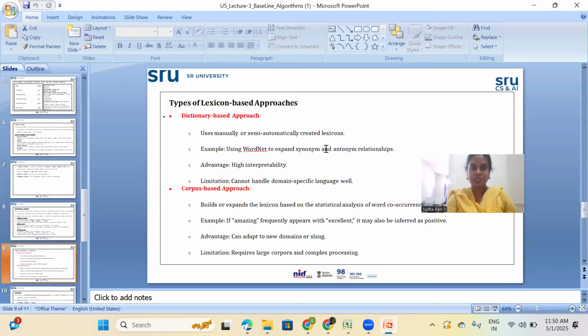Types of lexicon-based approaches: dictionary-based approach and corpus-based approach. Dictionary-based approaches use manually or semi-automatically created lexicons, using WordNet to expand synonym and antonym relationships, where the words are arranged in alphabetical order. Words starting with A or words starting with E are all at the same place. Such traditional things are called dictionary-based approaches. Advantage: high interpretability. Limitation: cannot handle domain-specific language well. This is the traditional one.